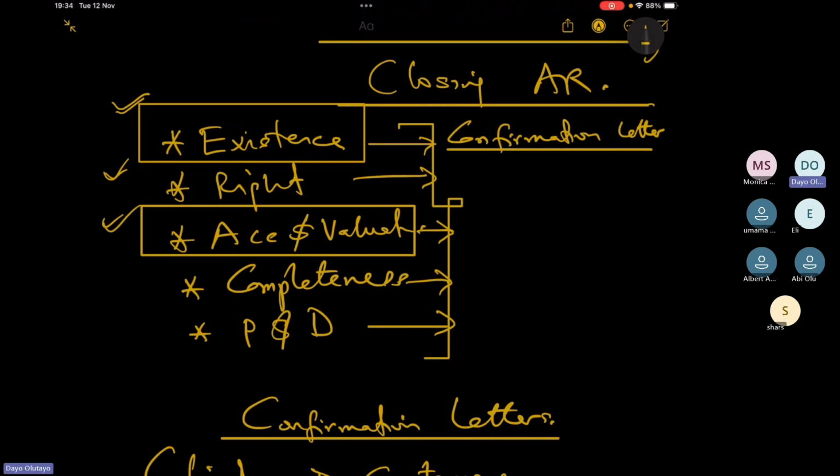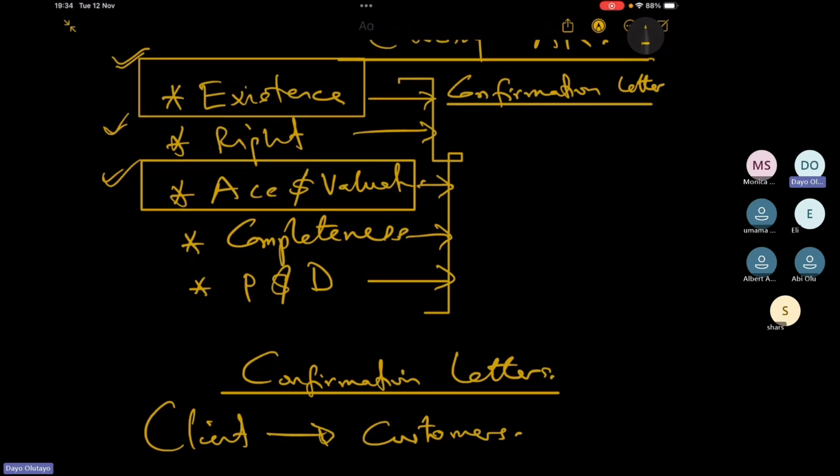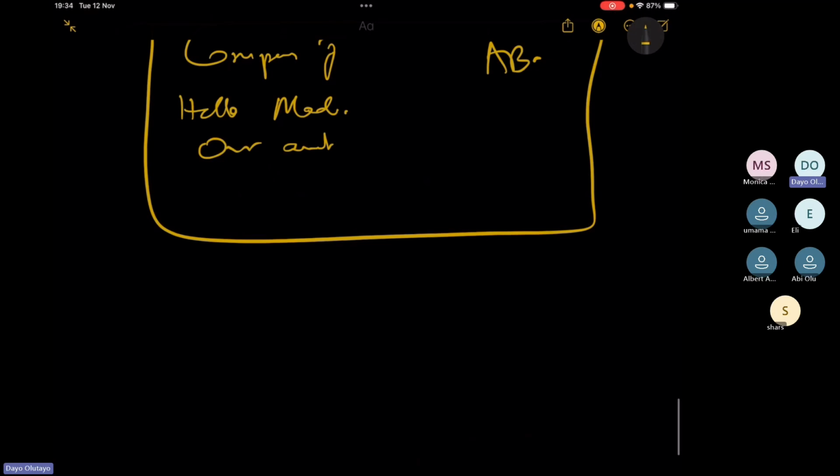So that's a very important procedure, and there is hardly any procedure more important than this for AR testing. Right. But I want to tell you there are two types of confirmation letter. So there are two types.